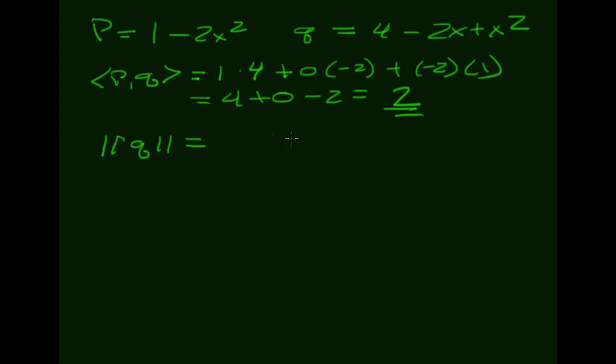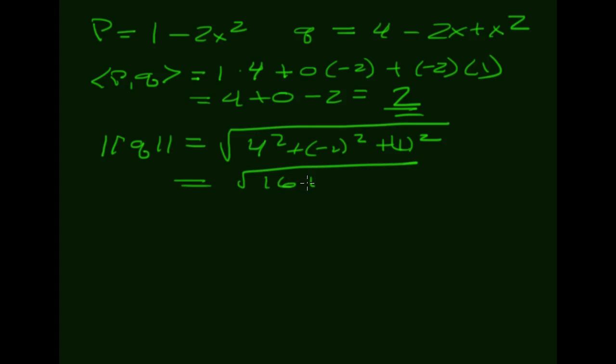Let's try to take the norm of q. What's the size of this polynomial? The norm of q says I take the square root of 4 squared plus negative 2 squared plus 1 squared. So this is 16 plus 4 plus 1, the square root of 21. That's the size of q. And I have no idea what that means, but I was able to induce some sort of norm and a size.